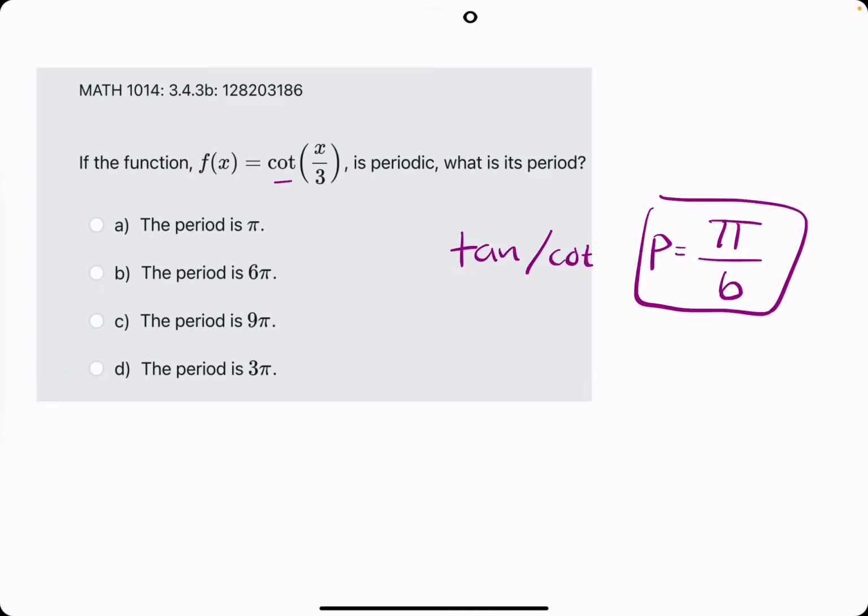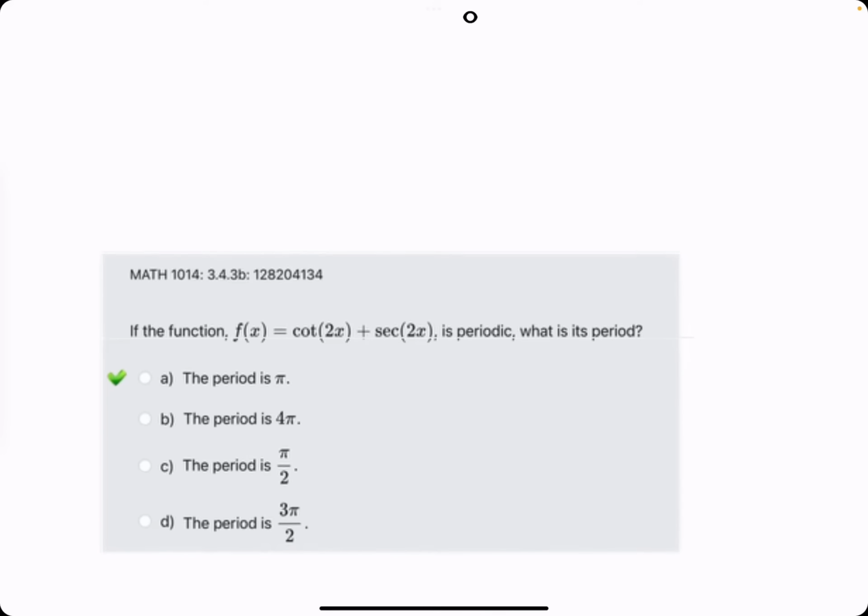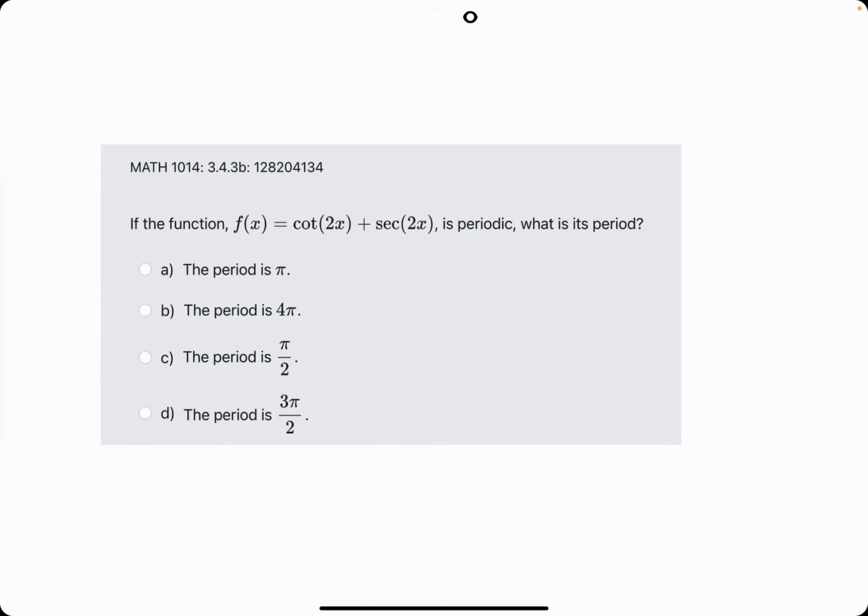So now, our b value in this case, hopefully it's clear to see that it's 1/3 based on the past couple problems. So we just take pi divided by 1/3. Dividing by 1/3 is the same as multiplying by 3 over 1, or just by 3. So pi times 3 is 3 pi. All right, let's do one more. All right, this is the Mama Jamma.